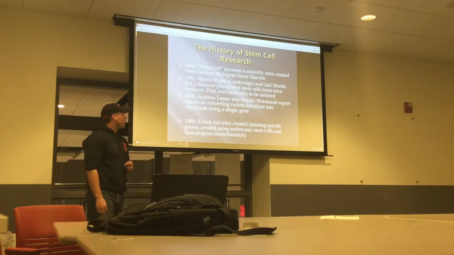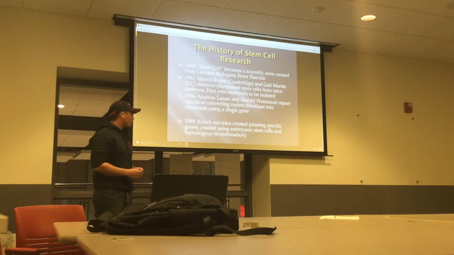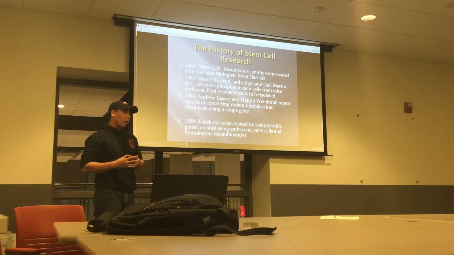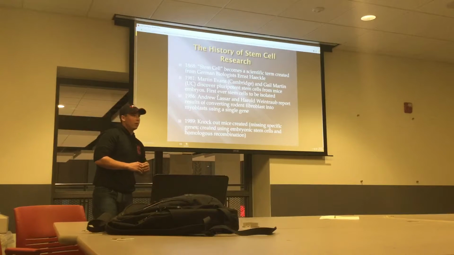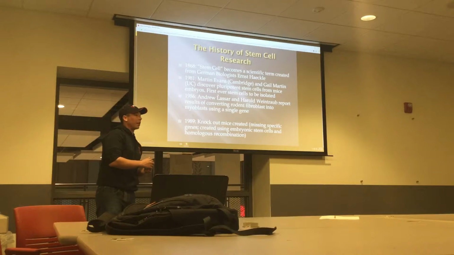Then in 1989, knockout mice were created. Basically, they would take out certain genes, and then replace them with stem cells. So let's say you had a mouse with Down syndrome. You can remove that cell, and then input the stem cell to have a better genetic code for that.